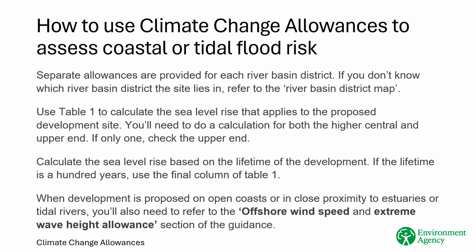If the proposed development has an expected lifetime of 100 years, you can use the final column of Table 1, as it shows the cumulative sea level rise expected over this period. For any other period, you'll need to do a quick calculation to work out the sea level rise. You may also need to ensure that allowances cater for offshore wind speed, larger waves, and the effects of surge, depending on the source of information used.